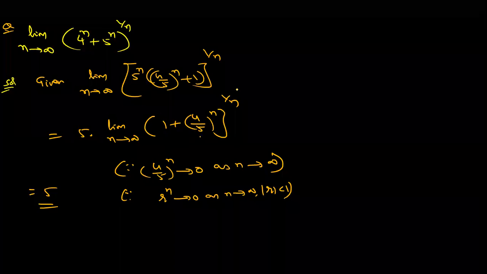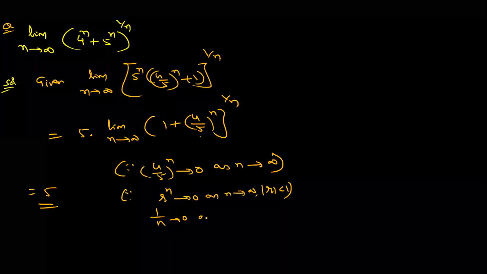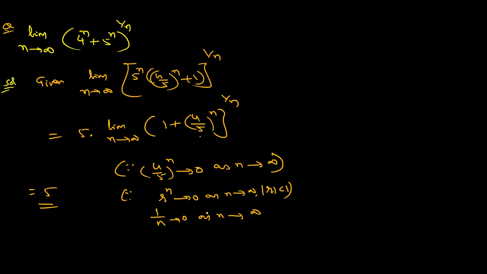Why? Because this is 0. 1 plus 0, power 1 by n. 1 by n is what? 1 by n tends to 0 as n tends to infinity. That is the meaning. Into 1, actually this is 1, 5 into 1. So the answer is 5.